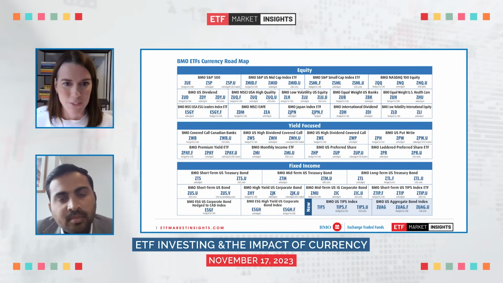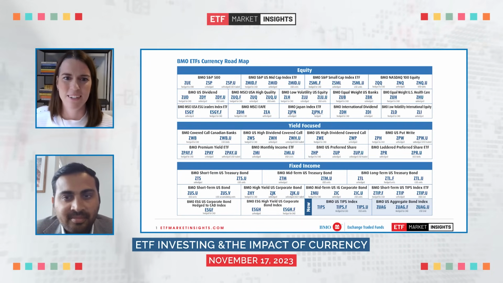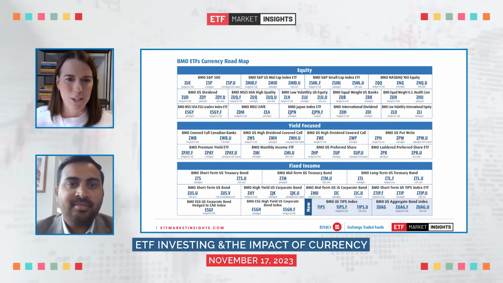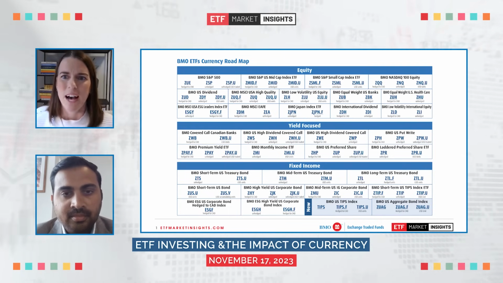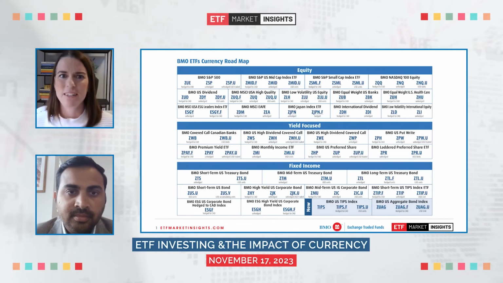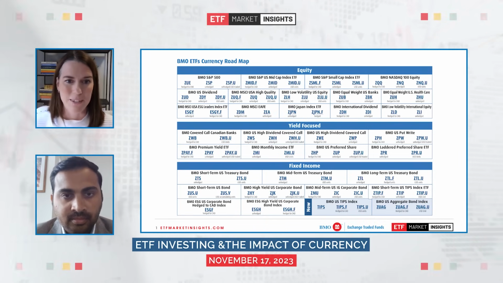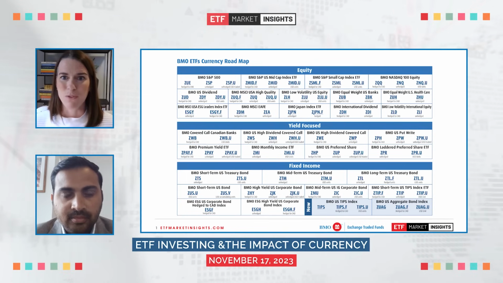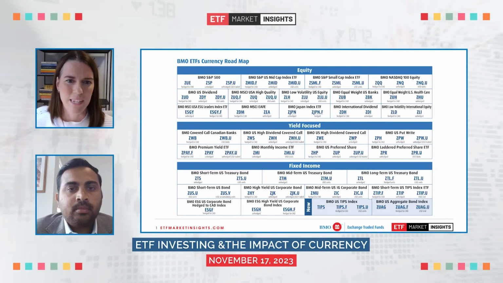On top of hedged versus unhedged ETFs, we also offer US dollar ETFs. These are denoted by a .U at the end of the ticker. So ZSP.U, for example, means it trades in US dollars. And these are great solutions for snowbirds and also for Canadians who are just sitting on USD cash in their portfolios. But Owen, walk us through why these can be important tools for us as Canadians.